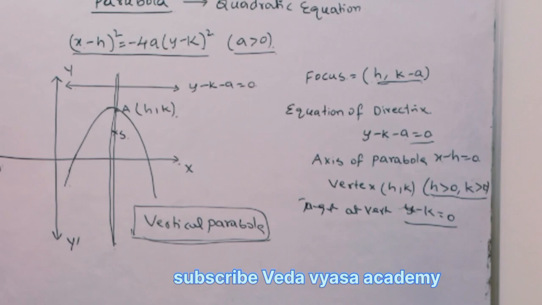Okay, all of you. This is the parabola with vertex (h, k): x minus h whole square is equal to minus 4a of y minus k, a greater than 0. This is the parabola equation, vertical parabola. Okay, all of you. That's all.